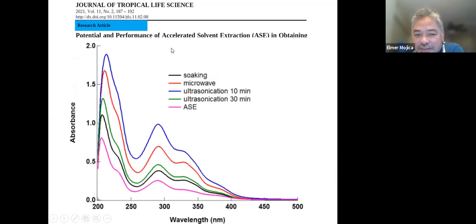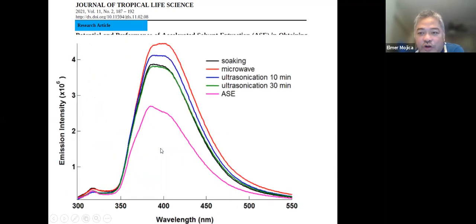So what does this mean? Microwave is not as high here. So it means it has more fluorescent materials compared to the other.